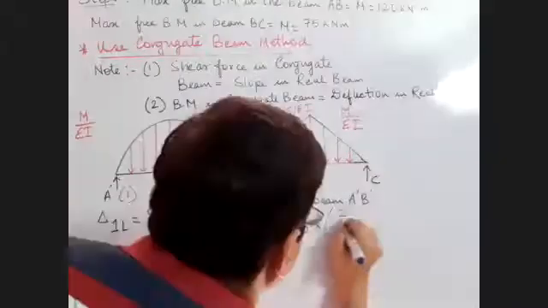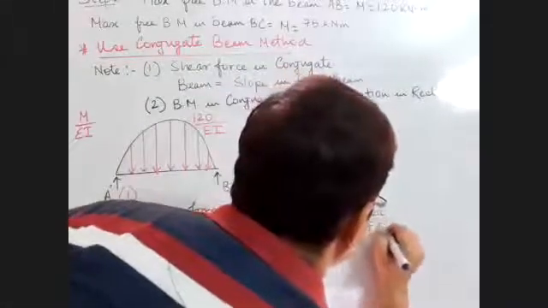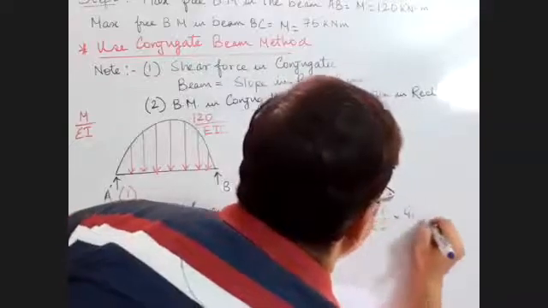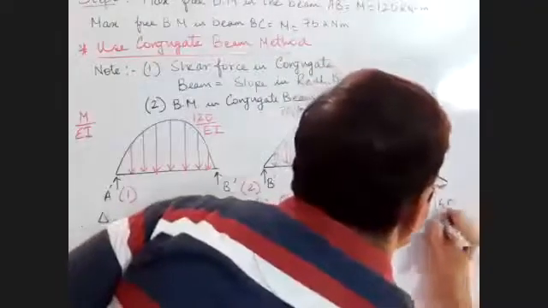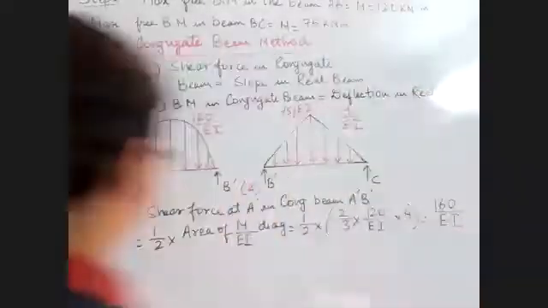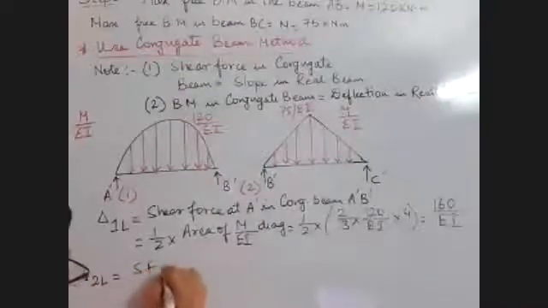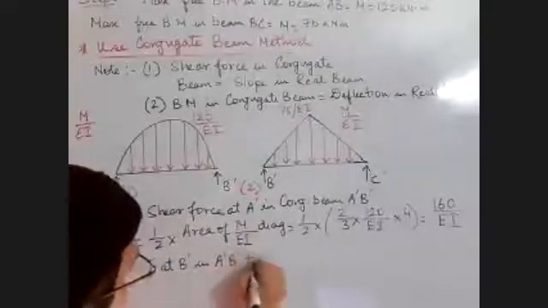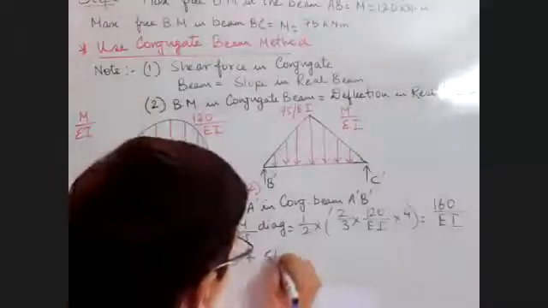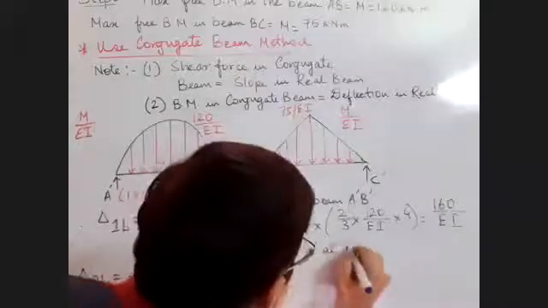It is a parabolic diagram. So half of 2/3 into 125 by EI into 4. So you take half the area of the diagram. And delta 2L will be the shear force at B dash in A dash B dash plus the shear force at B dash in B dash C dash.